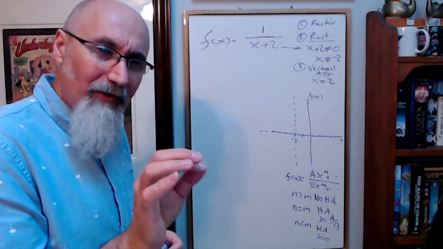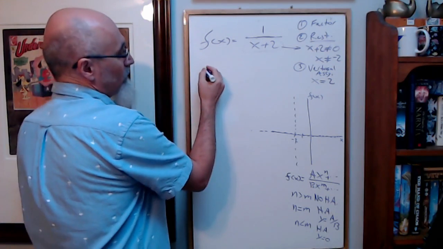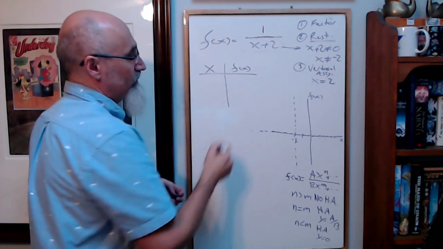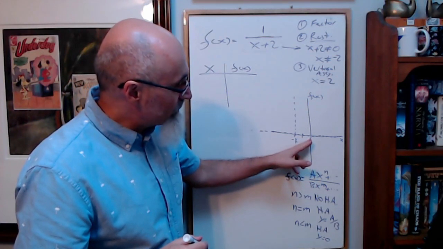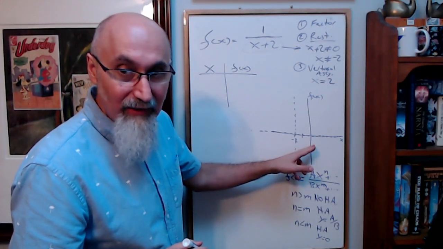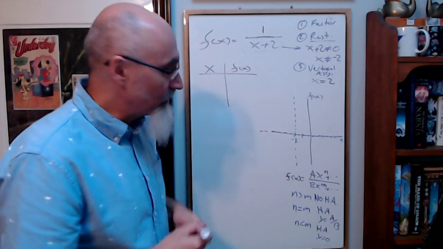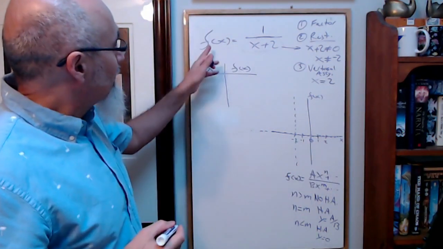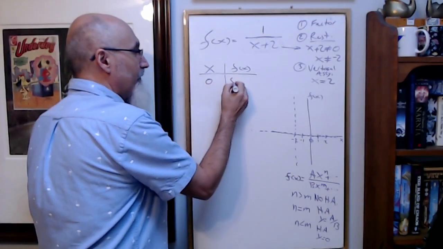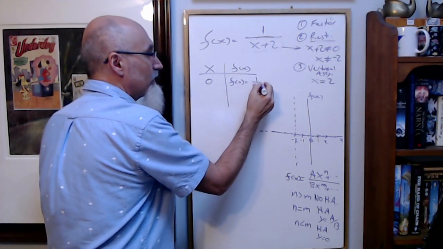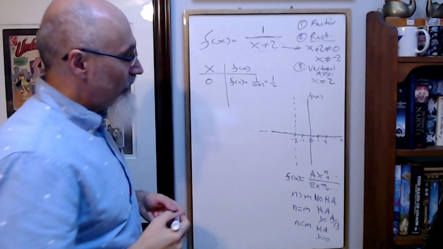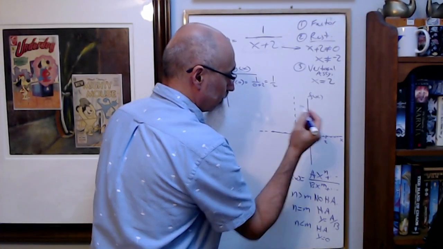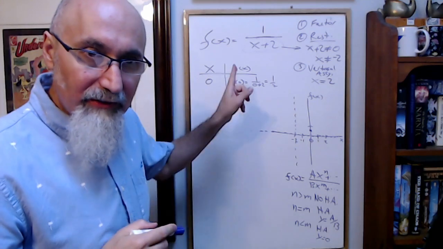Then what you do is you try to find some key points. First of all, we could do a table of values, x and f of x. We don't have a no-go zone when x is equal to zero, so let's find out what the y-intercept is. Let's find out what f of zero is. When x is zero, f of zero is going to be 1/(0 + 2), which is 1/2. Cool. So when x is zero, y is 1/2. So if that's one, we're here. That point is on this graph.